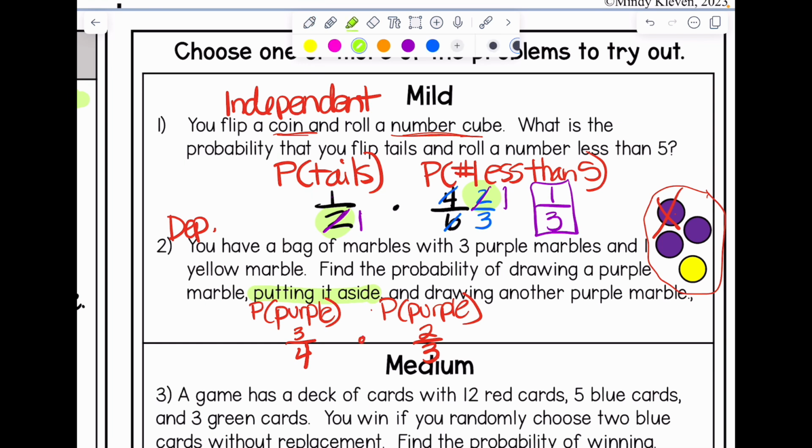Again, I see some simplifying that I can do within my problem. So I see my 3's can both be simplified. Okay, I can divide both of those by 3 and get 1. And then I also see the 2 and the 4 are both even numbers. And so I can divide those both by 2. And when I multiply straight across, I'm going to get 1/2. So I have a 1/2 chance of drawing a purple, keeping it, or putting it aside, and then drawing a purple again.